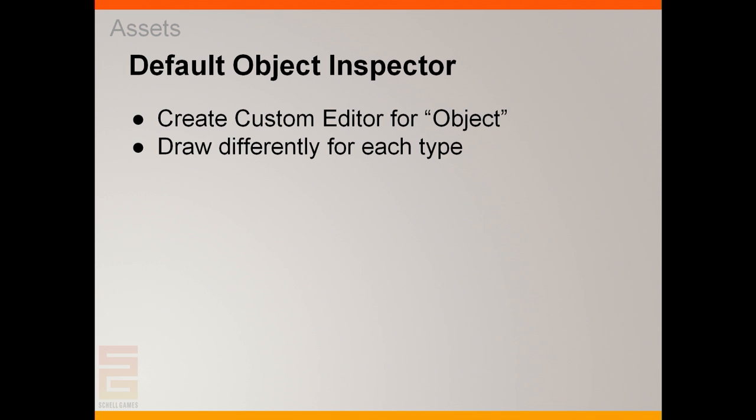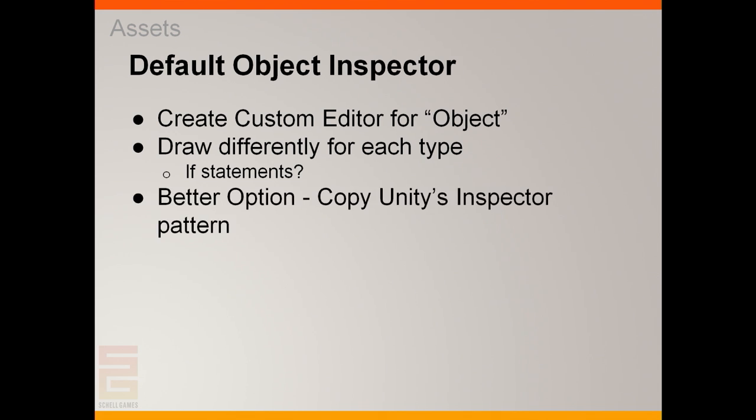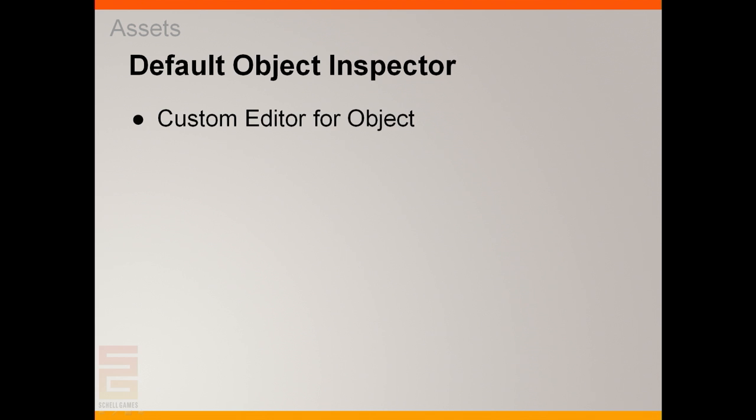So if you make a custom inspector, or custom editor, for type object, what you need to do is find a way to draw differently for each type. And you could do that with a bunch of if statements, but that's really ugly, not extensible. So instead what we do is we copy the inspector pattern that Unity uses, which again reflects over a bunch of types. By extending a certain class, you can get a list of everything that wants to inspect object types. So our specific solution is we make that custom editor for object.